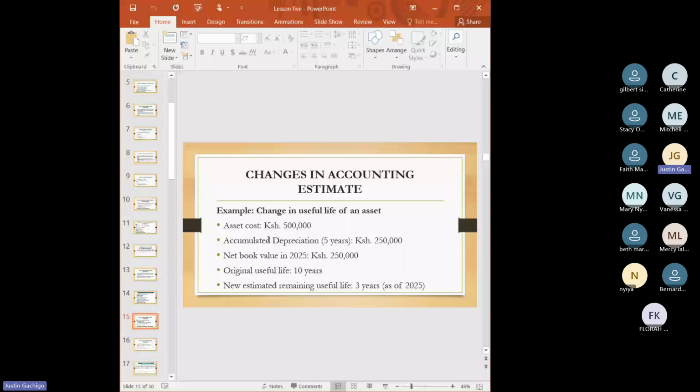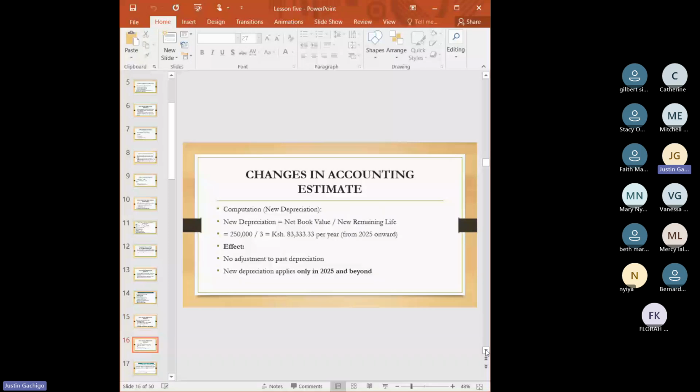Let's see. So now the net book value before the change, the net book value at the point of change is 250. That's the net book value. Then you divide by 3 to get what will be the depreciation per year, and you get this amount here. Higher. Then we have another example here.